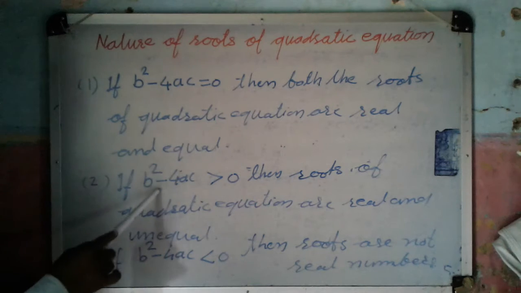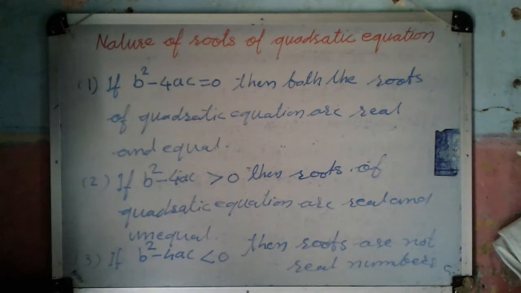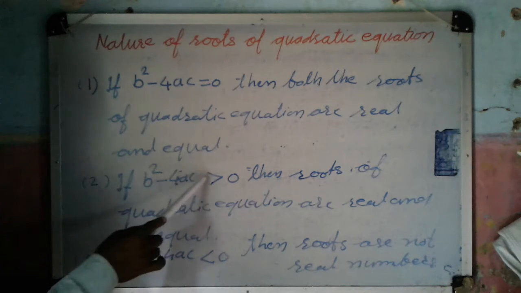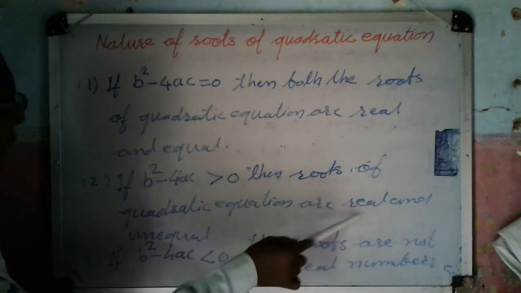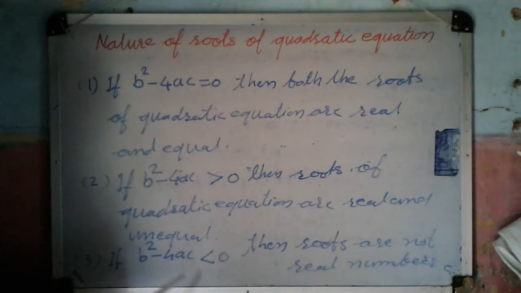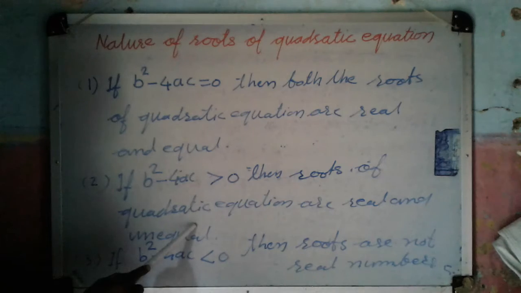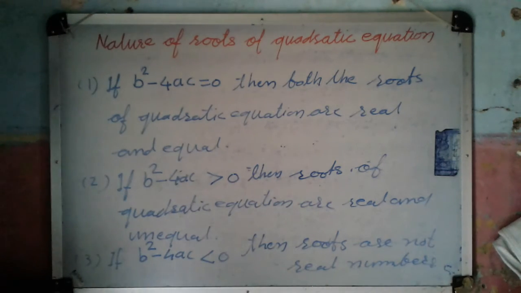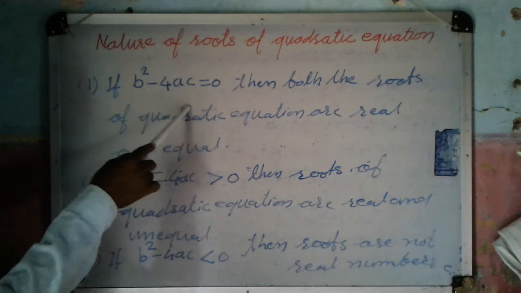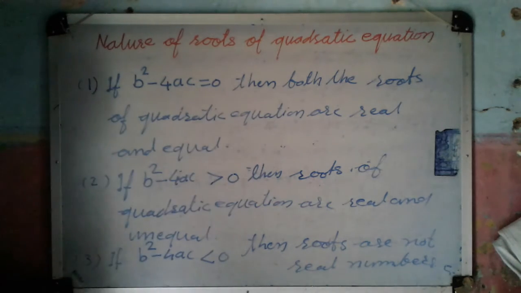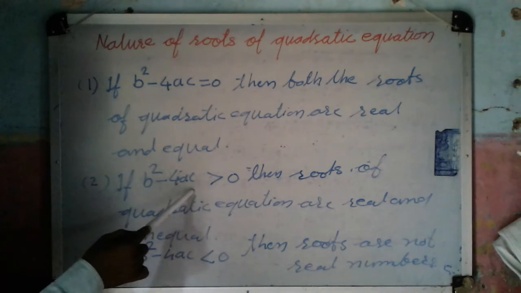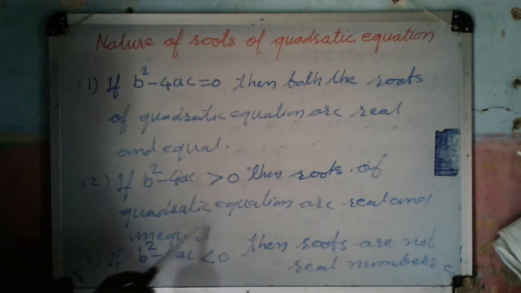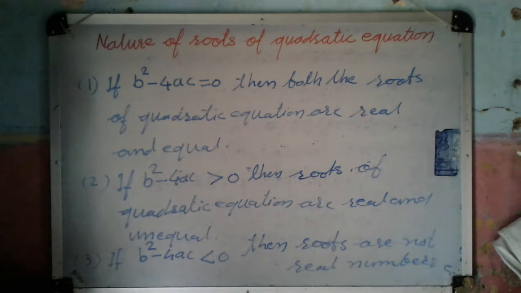Now if b square minus 4ac is greater than 0, that means this value is positive, then the roots of the quadratic equation are real numbers and unequal. The roots are not equal but real numbers. In the first case, roots are real numbers and equal. In the second case, if the value of discriminant is greater than 0, the roots are real numbers but not equal. That means roots are unequal.